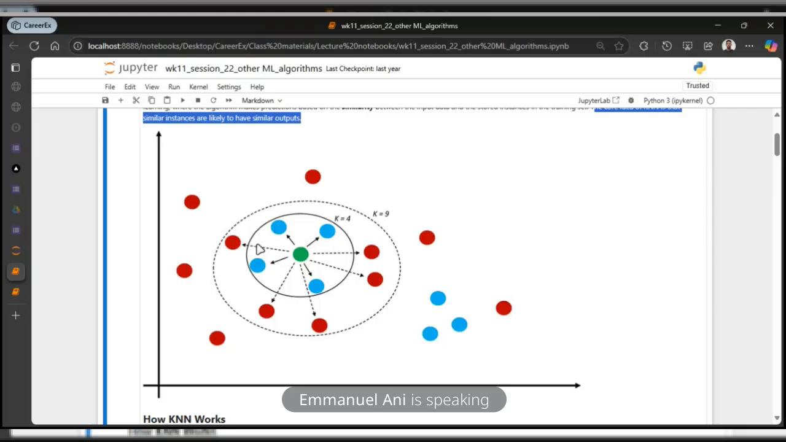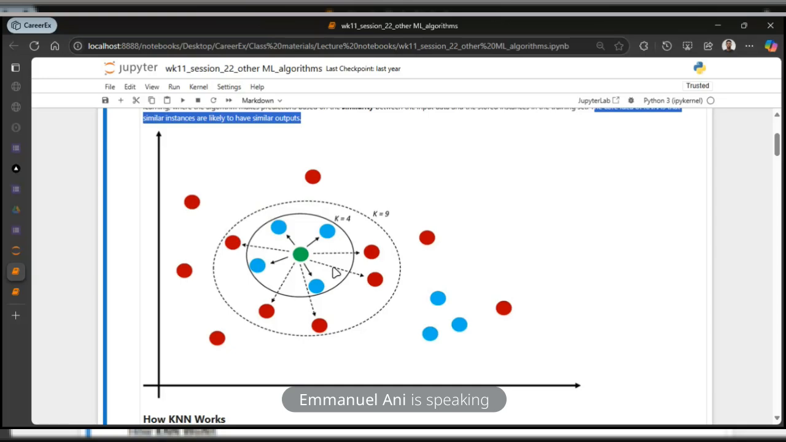But in KNN, the notation we use is neighbors. So it looks at the nearest neighbors. That's why we call it K nearest neighbor. K stands for the number of neighbors. Nearest, you know what nearest is, and neighbors are the closest data points here.